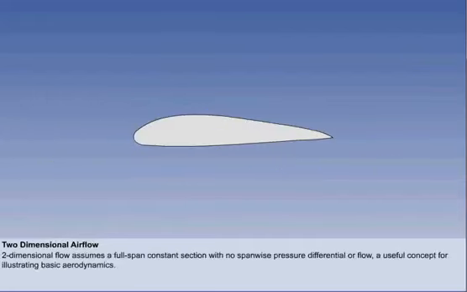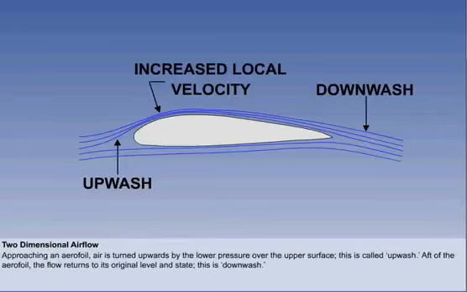Two-dimensional airflow assumes a wing with the same aerofoil section along its entire span, with no span-wise pressure differential or flow. This concept is used to illustrate the basic principles of the generation of aerodynamic force. As air flows towards an aerofoil, it will be turned upwards towards the lower pressure over the upper surface. This is termed upwash. After passing over the aerofoil, the flow returns to its original flow level and state. This is termed downwash.